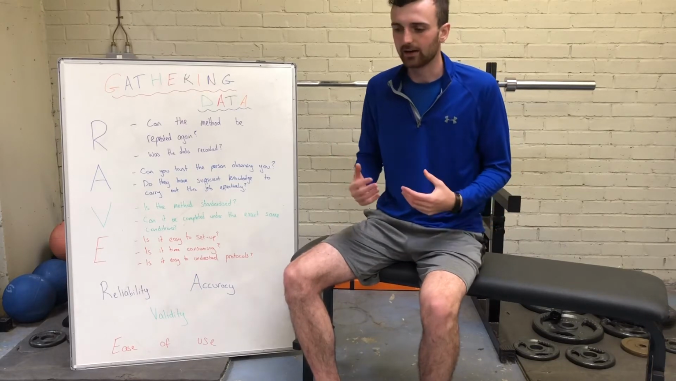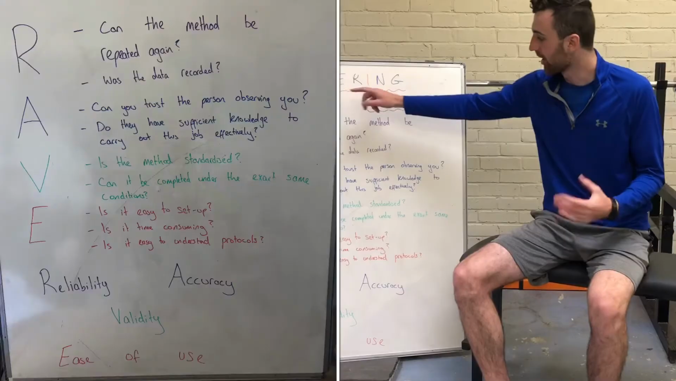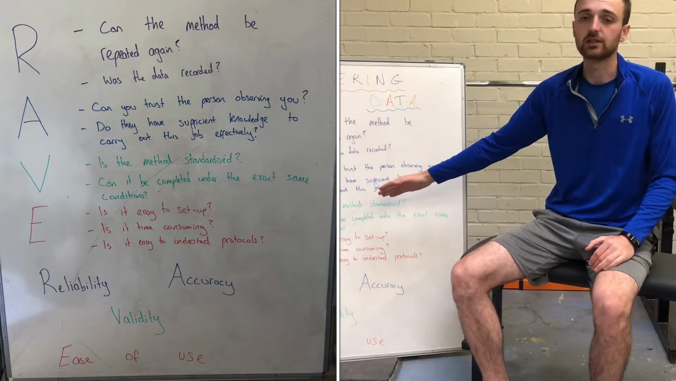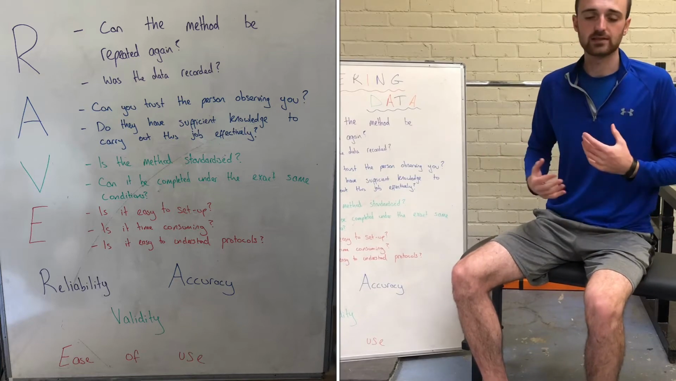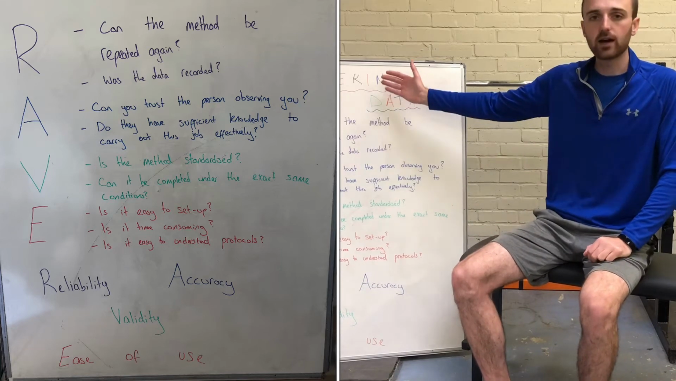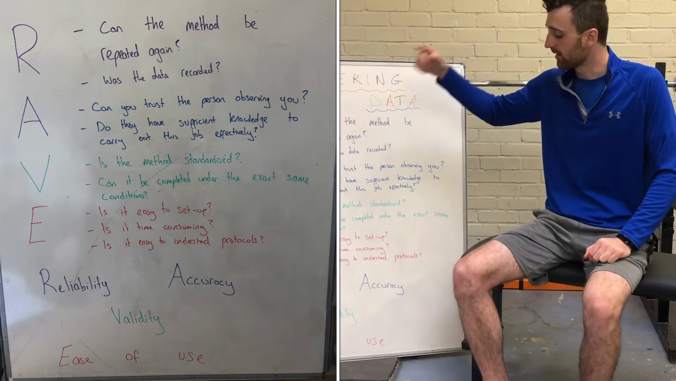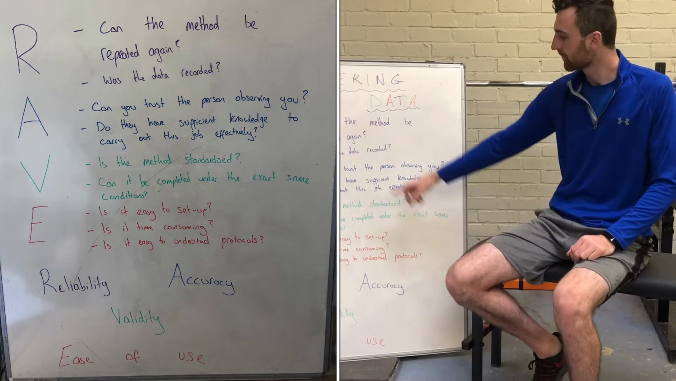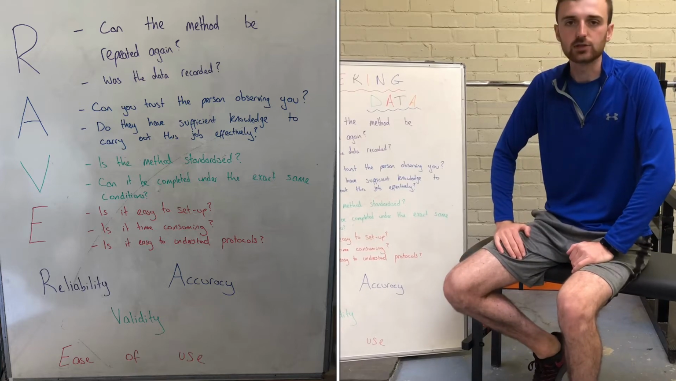But when we're gathering data, there's a number of key things that we need to consider in order to make sure that tests are reliable, accurate, valid, and that they're easy to use. What that means is how practicable the test is in terms of how difficult it is to set up and to carry out. There's a way to remember that, and that's just RAVE. If you can remember that acronym, then you'll hopefully be able to work out what the words are from that. So the R, reliability, the A, accuracy, the V, validity, and the E, ease of use.